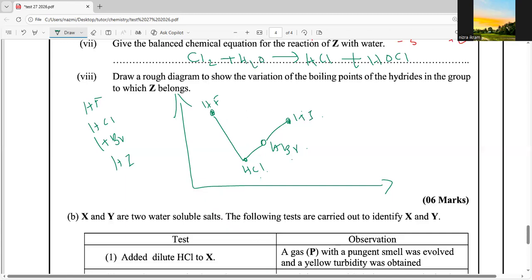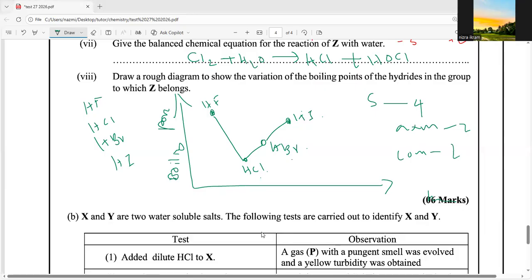So that graph, for the shape you have 4 marks. Axis now you have to mark. This is the boiling point axis. Okay, y-axis is the boiling point. For the axis 2 marks. Then for naming the compounds, another 2 marks. Then 8 marks.